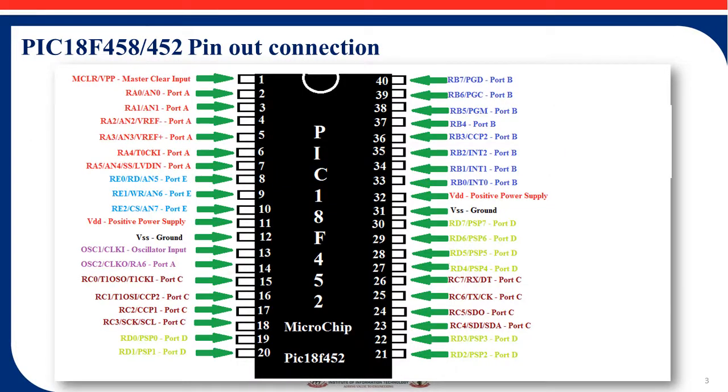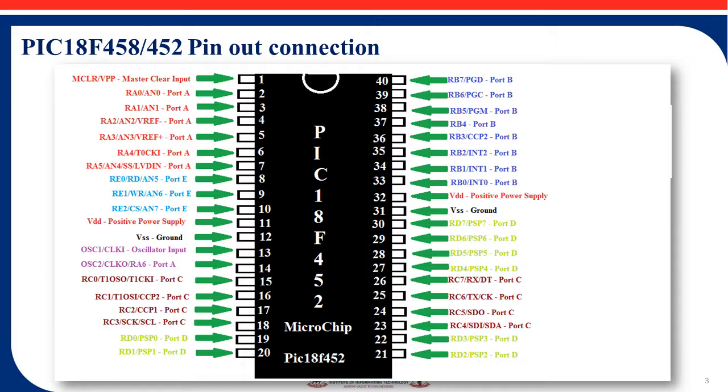So see here, this is a pin diagram of PIC18F452 microcontroller. So there are total 40 pins. As you see, there are total 40 pins. From those 40 pins, 36 pins work as input output pins. And the remaining pins generally work as power supply.